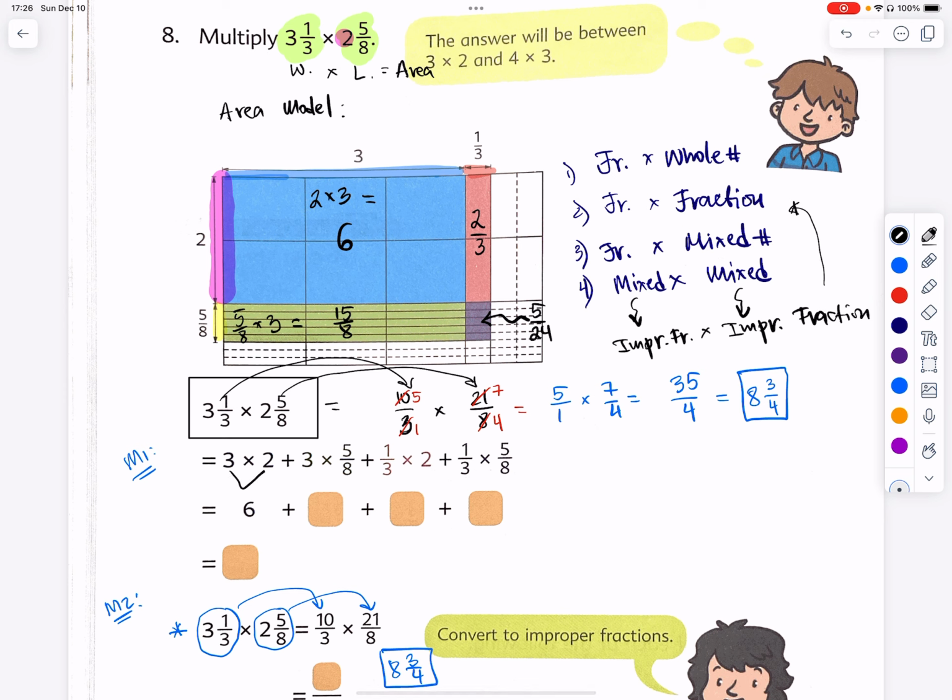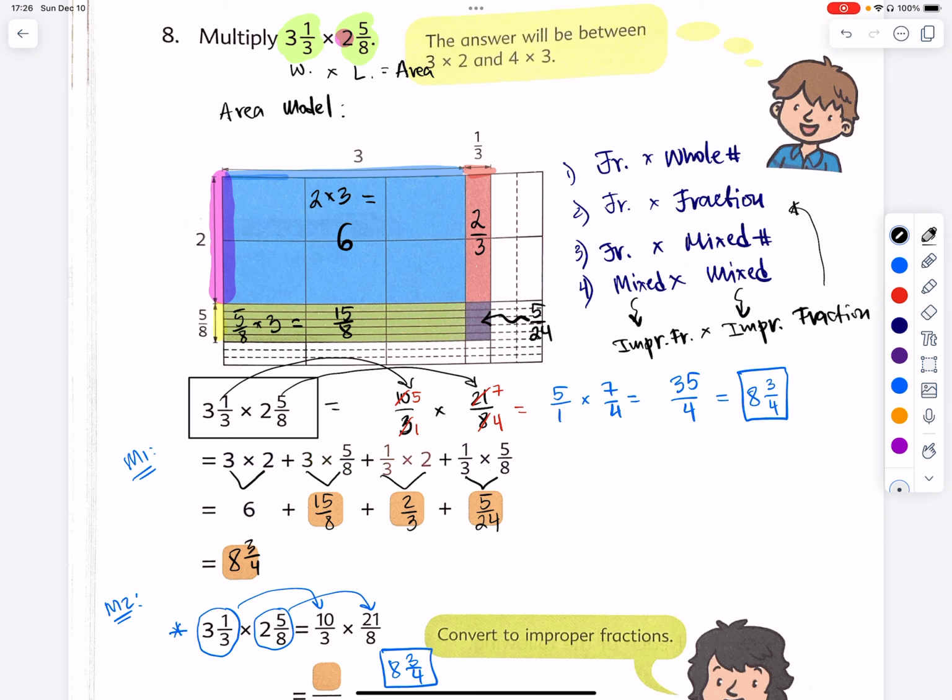So this is 3 times 2. This is the area of the blue section. 3 times 5/8 gives you 15/8. 1/3 times 2, that is your red section. That gives you 2/3. And 1/3 times 5/8, this is the purple section. It gives you 5/24. Once you add up all these fractions with different denominators, you should arrive at the same answer, 8 3/4. My friends, method 1, in my opinion, is very cumbersome.